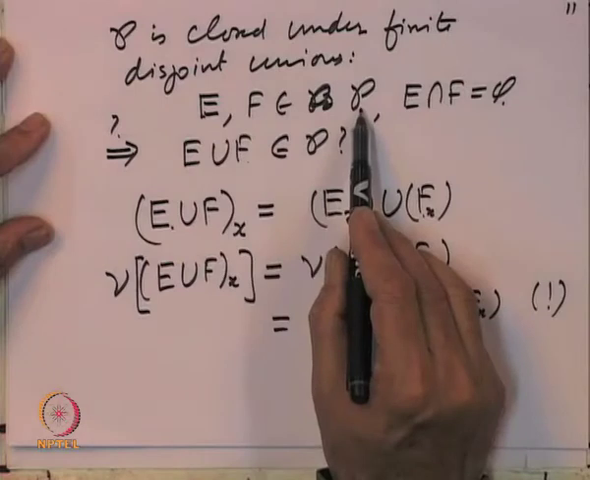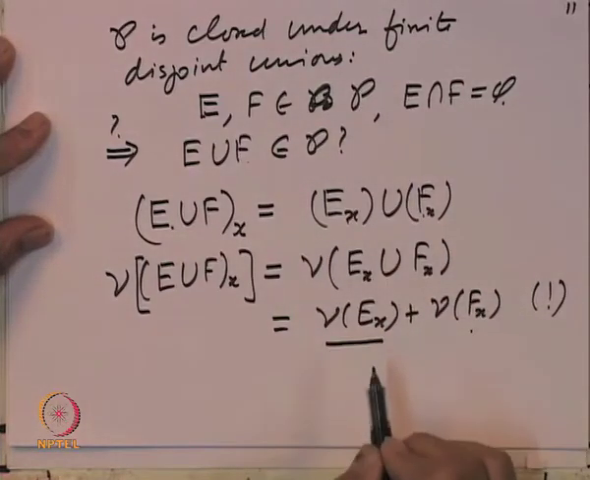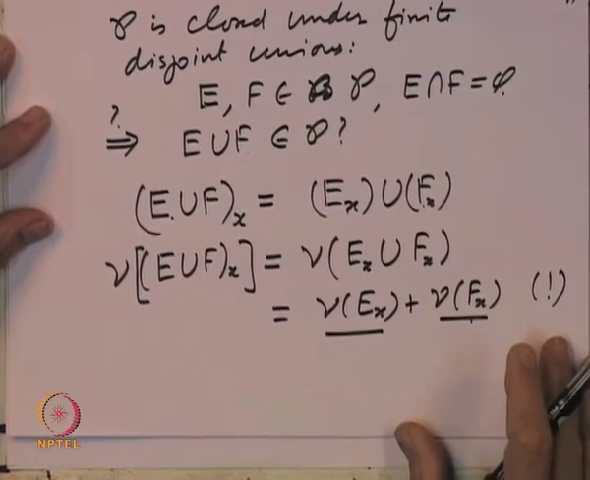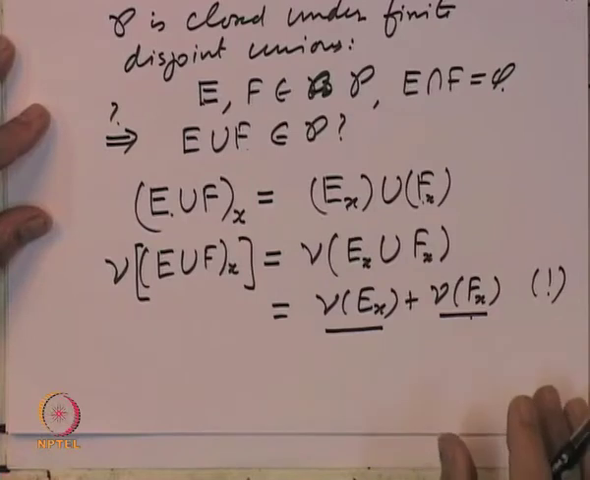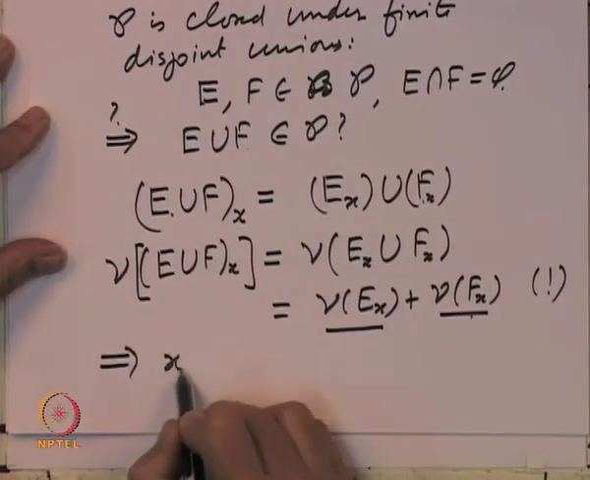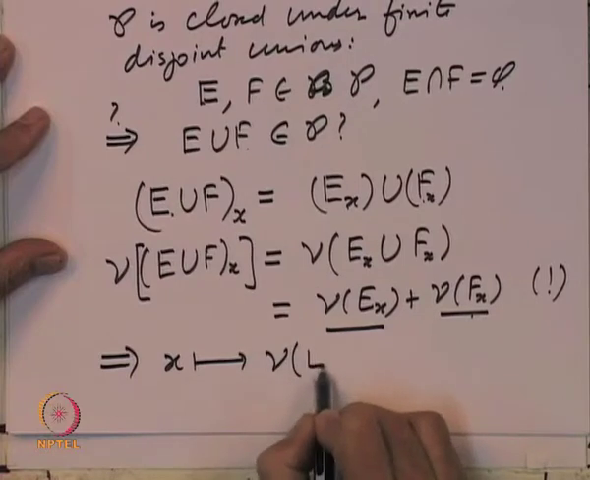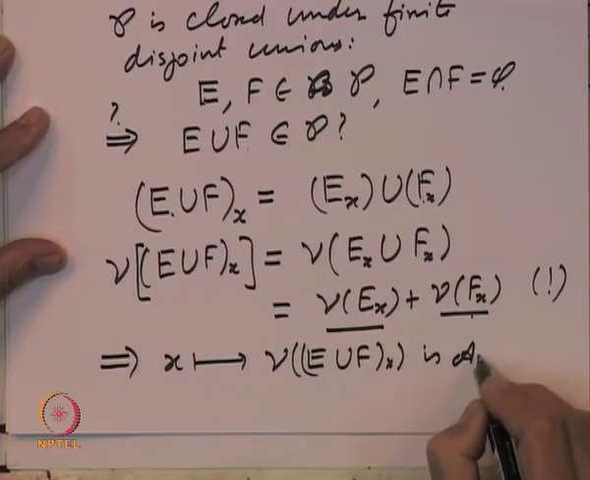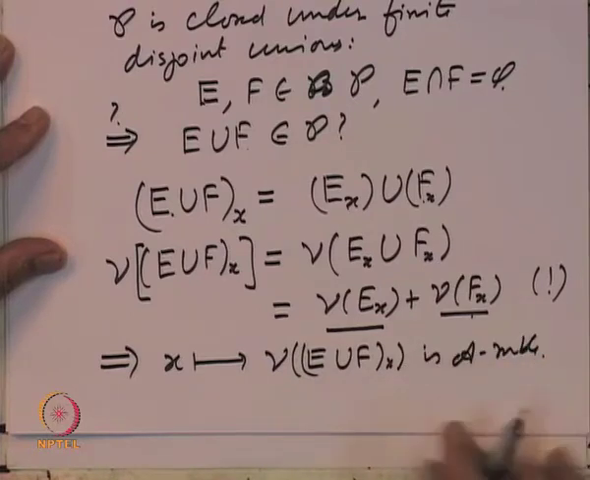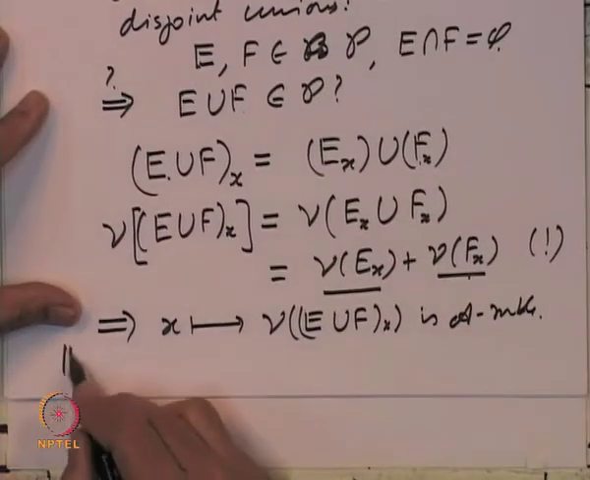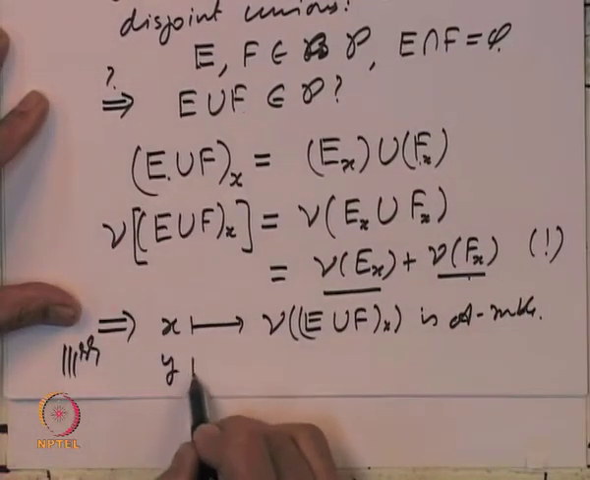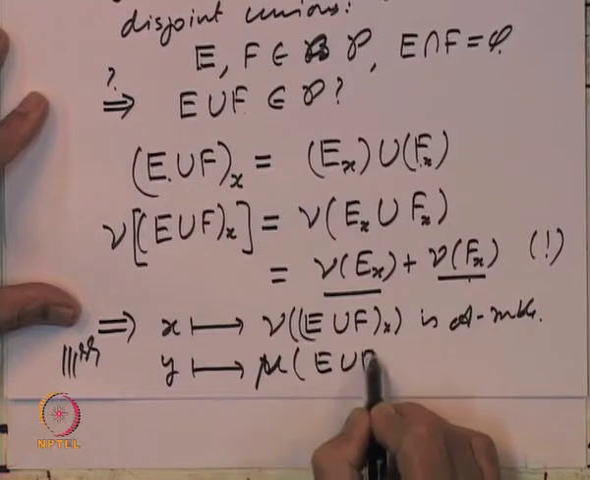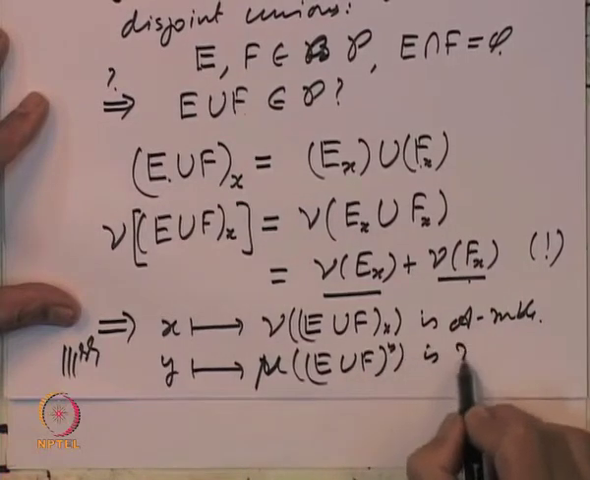Now, E and F both belong to P, which means nu of E x is a measurable function of x and nu of F x is also a measurable function of x, and we have proved that the sum of measurable functions is measurable. So, this implies that x going to nu of the section of E union F at x is a measurable function. Similarly, y going to mu of the section of E union F at y is measurable.